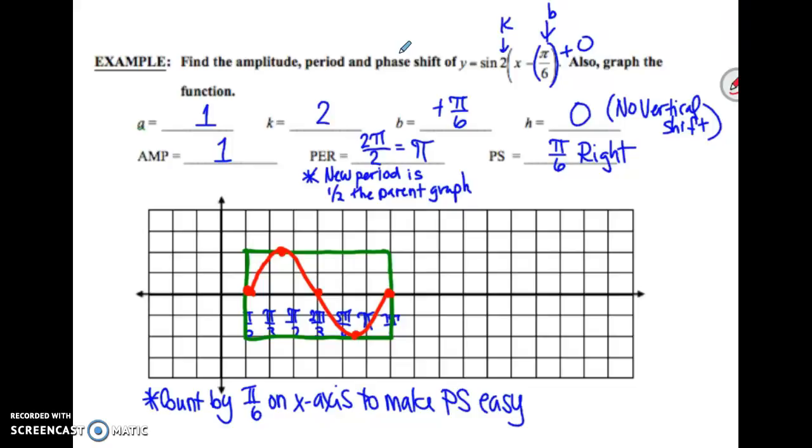So again, my new picture frame here for my graph, I've got domain, or x values, from pi over 6 to pi plus pi over 6, or 7 pi over 6, however you want to think about that. And then I've got y values. Those haven't changed. My amplitude is 1, so from -1 to +1.